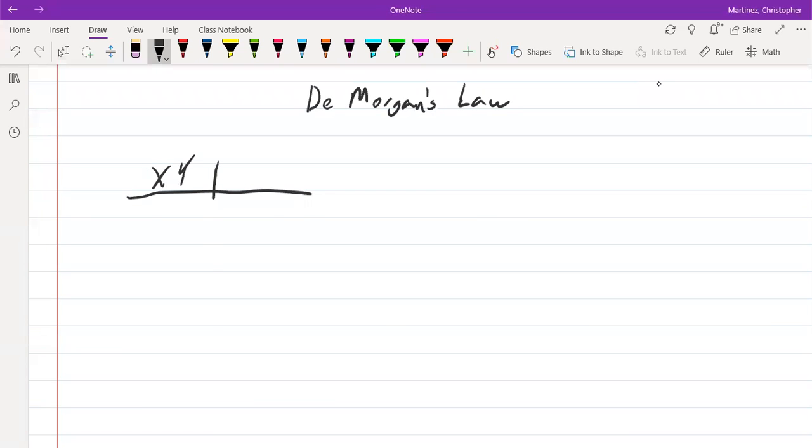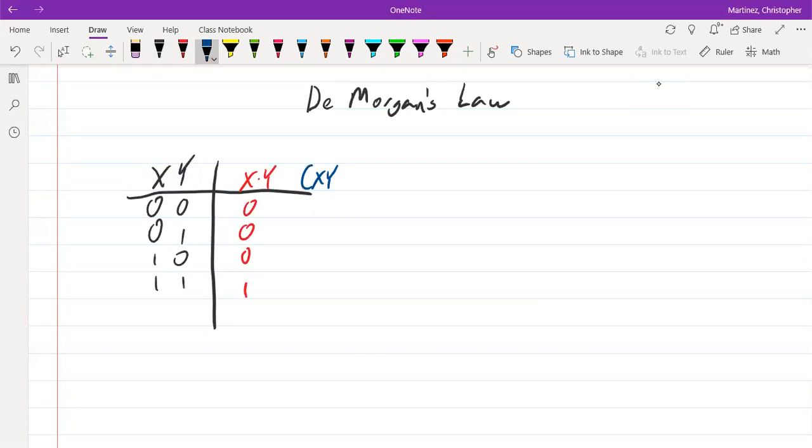Let's do our truth table with inputs x and y. So we have 4 options. And in here, let's do first in red, x ANDed with y. So it's a 0, a 0, a 0, and a 1. Then in blue, let's do x, y, the whole quantity with a bar over it. So we're going to negate what's in red. So a 0 becomes a 1, the 0 becomes a 1, the 0 becomes a 1, and the 1 becomes a 0.